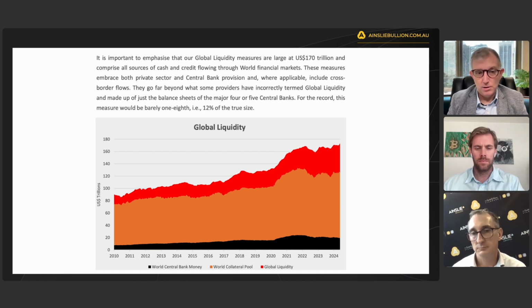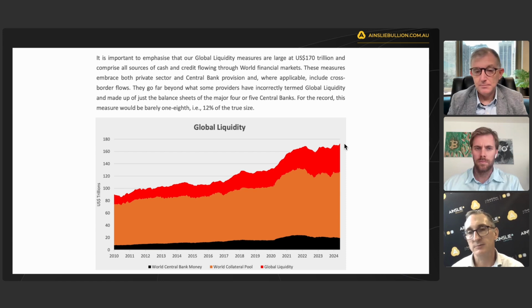We had a discussion internally about this over the last couple of weeks. Paul, I'll refer to you on this idea that, again, and we've highlighted before, but people really don't understand that global liquidity isn't just what the central banks do. That, in fact, is just this little black part at the bottom of the chart here. There's all the rest of this. Can you explain what's going on here?